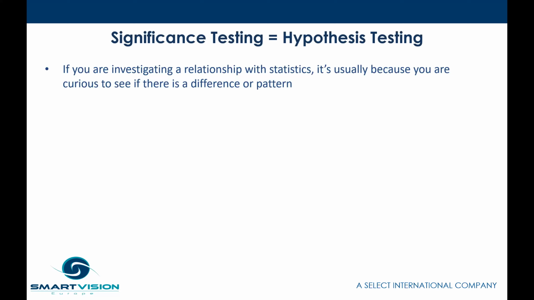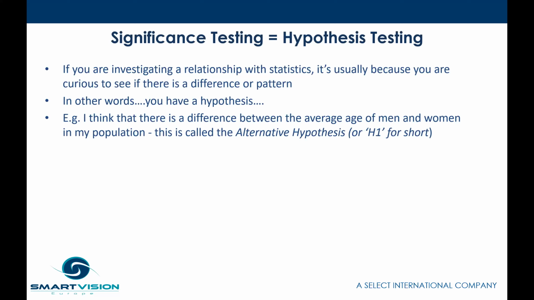If you're investigating relationships with statistics, it's usually because you're curious to see if there's a difference or pattern. That makes sense. You've gone to the trouble of collecting that data. So that means you have some sort of hypothesis, at least implied. Example, I think there's a difference between the average age of men and women in my population. That's actually called an alternative hypothesis. It's the hypothesis where you think there is a difference, where you think there is something going on. And you think there is a relationship, and sometimes it's labeled H1.